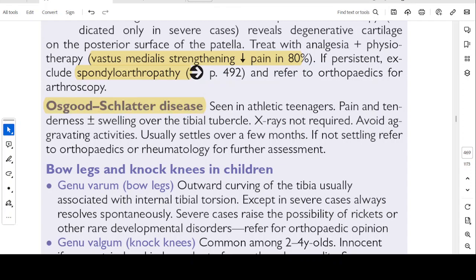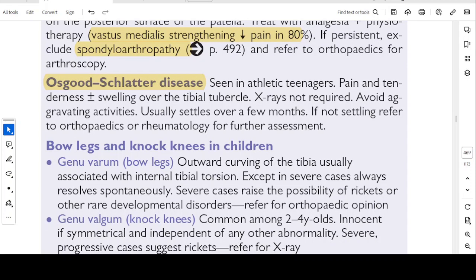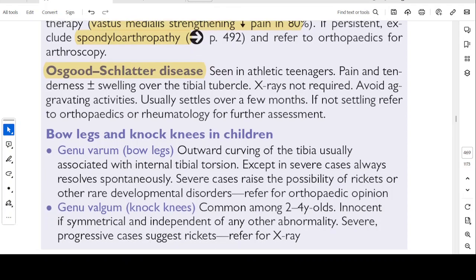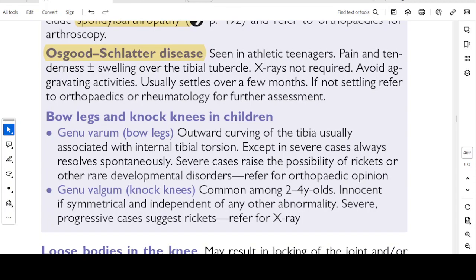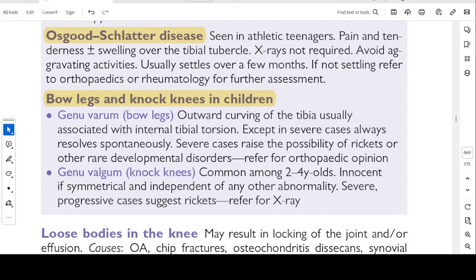Osgood-Schlatter disease. Seen in athletic teenagers: pain, tenderness and swelling over the tibial tubercle. X-rays are not required. Avoid aggravating activities. Usually settles down over a few months. If not settling, refer to orthopedics or rheumatology for further assessment. Here there is a tibial tubercle problem: Osgood-Schlatter.